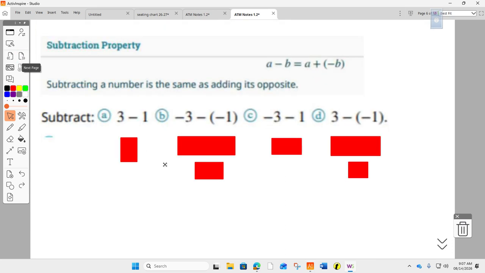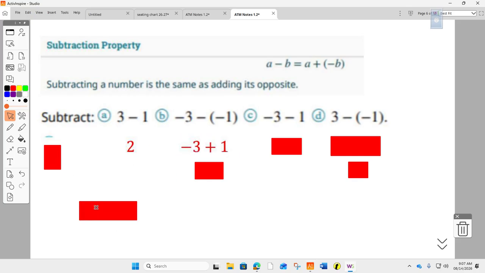Okay. So subtracting is the same as adding the opposite. So 3 minus 1 is the same as 3 plus negative 1, right? Negative 3 minus negative 1 is the same as negative 3 plus positive 1. We changed those signs. You probably learned that in middle school as keep, change, change, if you saw that. That's how I taught it in middle school. So A is 2. B is negative 2. You guys do C and D.